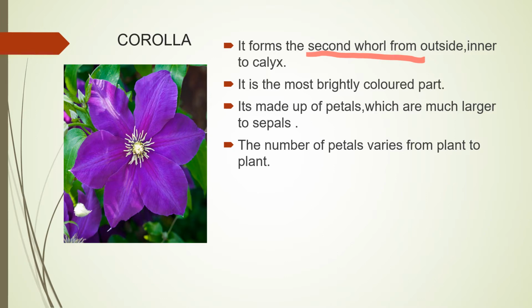It is the most brightly colored part, and it is made up of petals, which we know are much larger than sepals. The number of petals varies from plant to plant. Few plants have, like here we can see 1, 2, 3, 4, and 6 petals here. In many plants the number of petals is 4, or in many plants it is more than 6: 8, 9, 10. In roses there are many petals. So it varies from plant to plant.